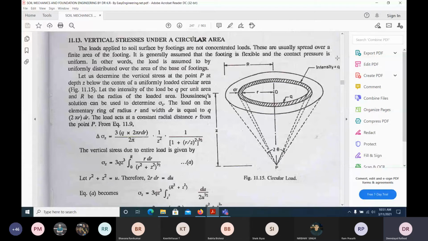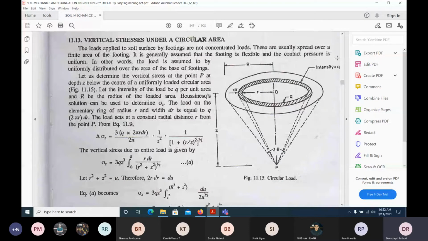If it is a circular footing, again we'll take a small element dr, like in engineering mechanics we used to take. Suppose the footing has radius r, and I want to find out the vertical stress at a depth z, at the point exactly below the center, where the center of gravity passes through. Then I will draw a small ring inside it with a small thickness dr, at a radial distance r from the center O, and q is the intensity.